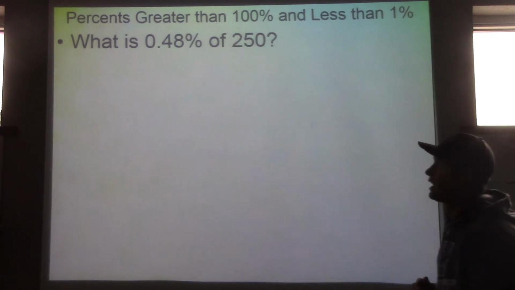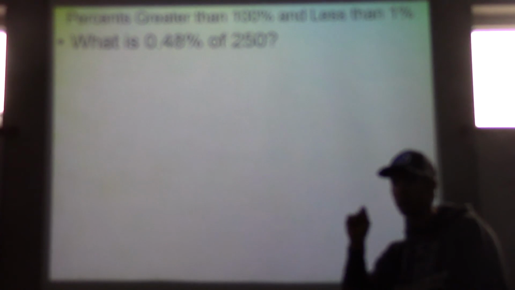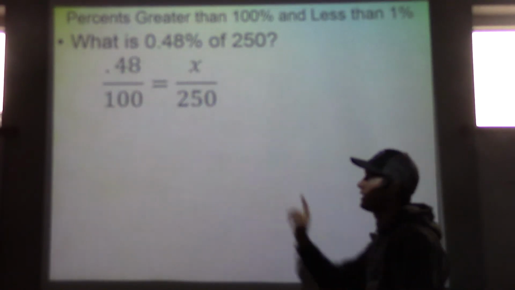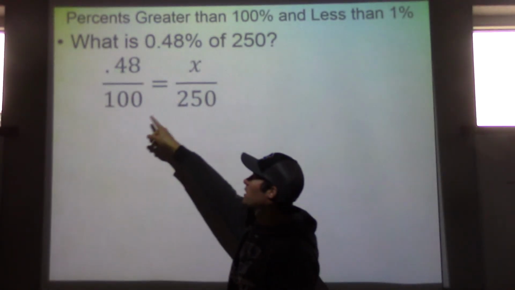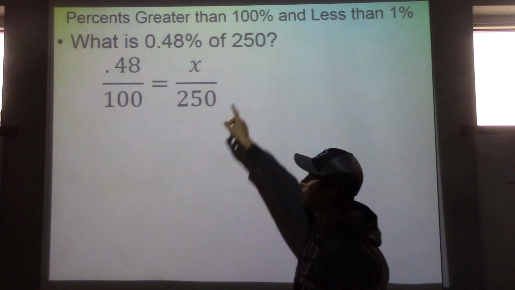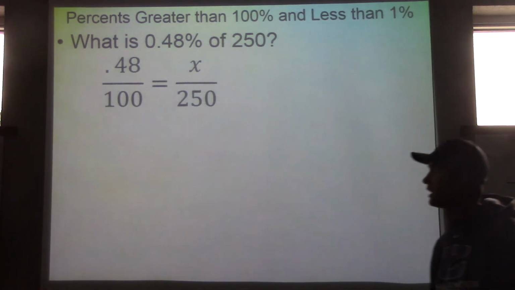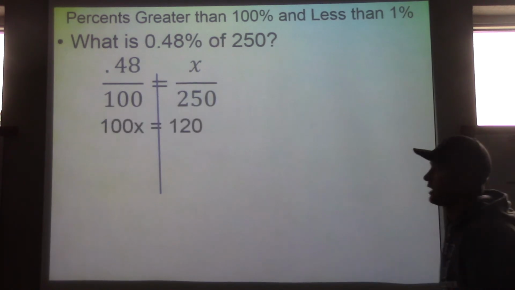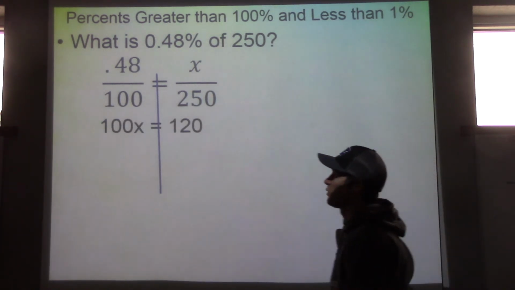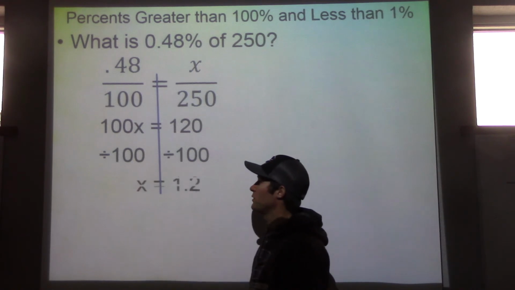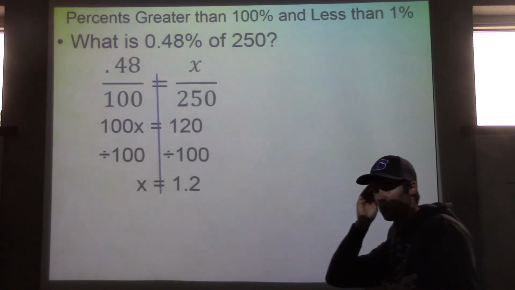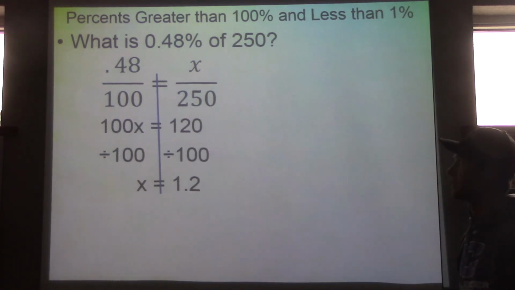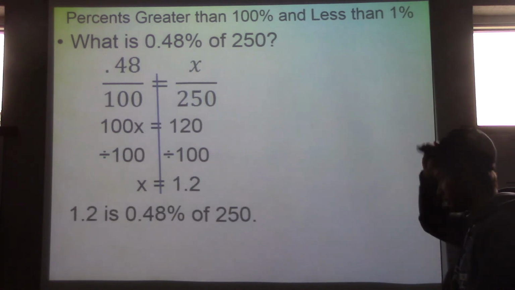Lastly, what is 0.48% of 250? It's a very small number, 0.48, not even a whole percent. So we go 0.48 over 100 is equal to is over of. We don't know what the is, so we're going to put x over 250. Cross multiply. So we have 100x equals 120, divide by 100, and we get about 1.2. So 1.2 is 0.48% of 250.